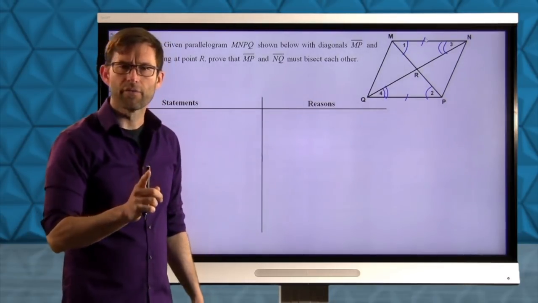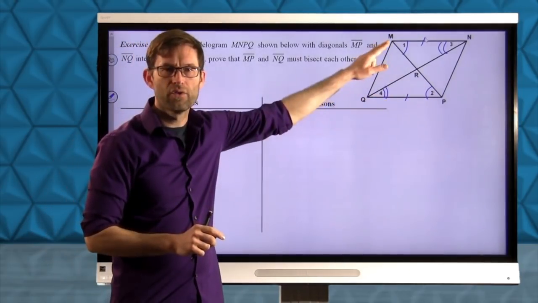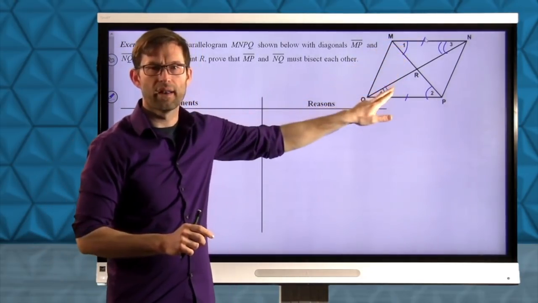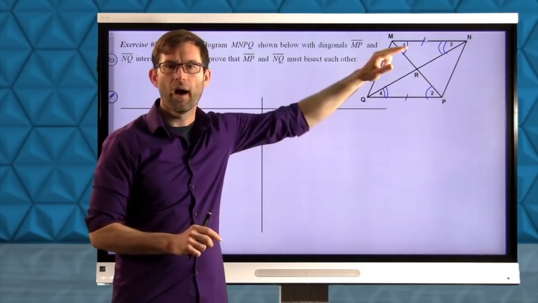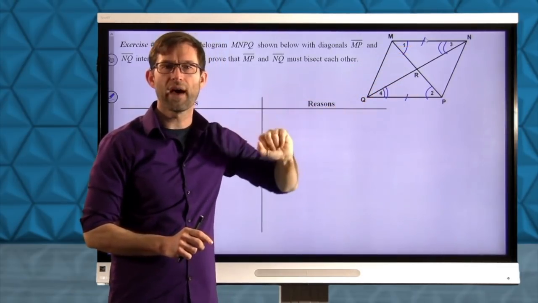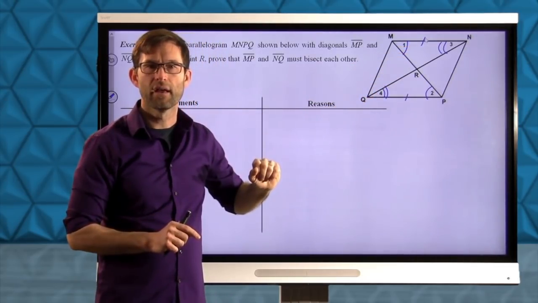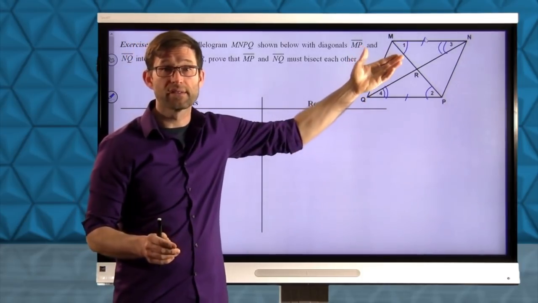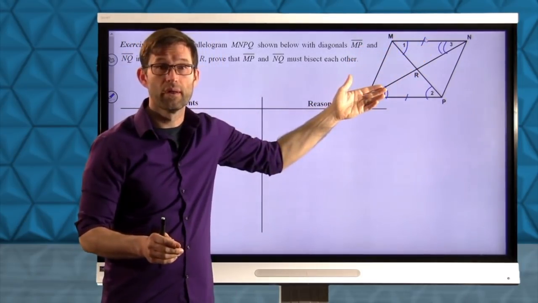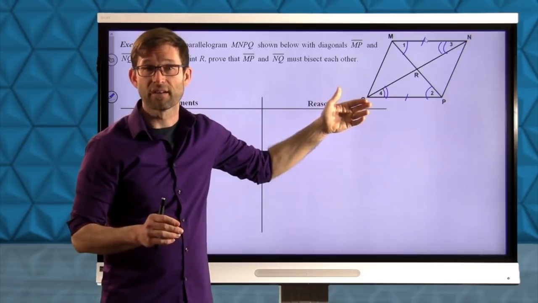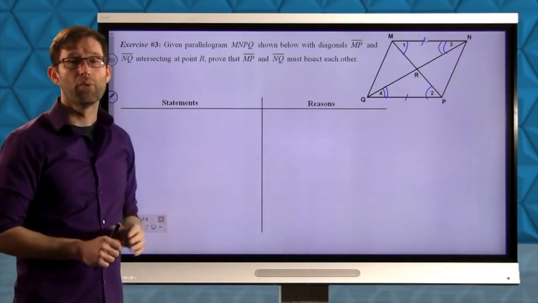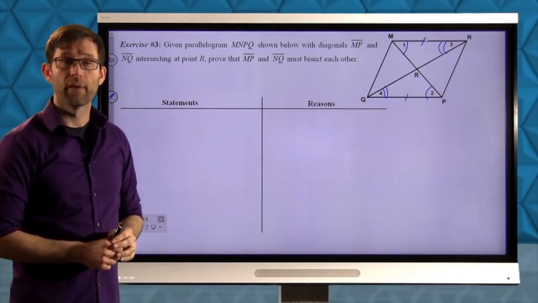And now I have enough, right? I have an angle congruent to an angle, a side congruent to a side, an angle congruent to an angle. I can now prove that this triangle is congruent to that one by ASA. And once I know they're congruent, I can say the corresponding parts are congruent, and that'll get me that bisecting. See if you can put it all together in a formal proof, and then we'll go through it.